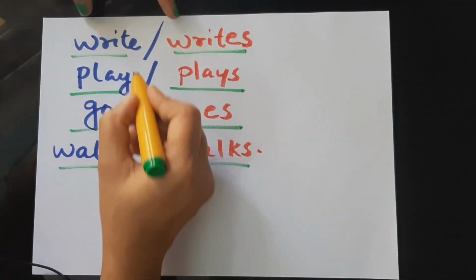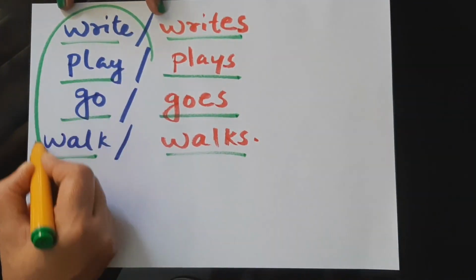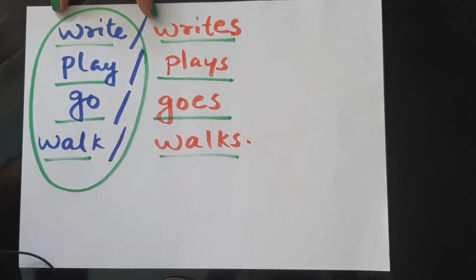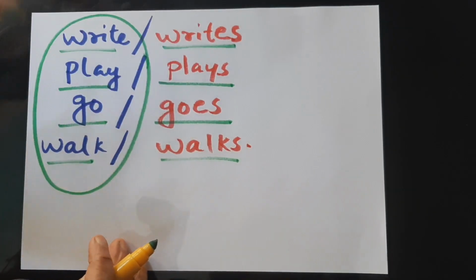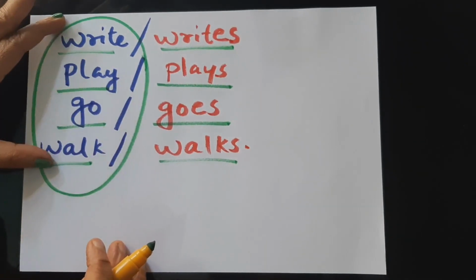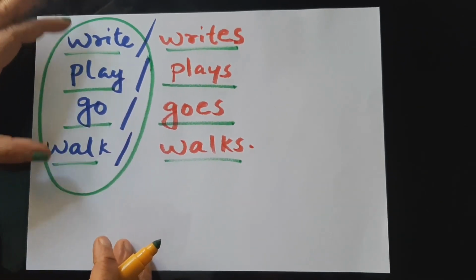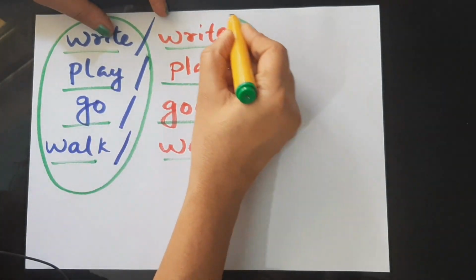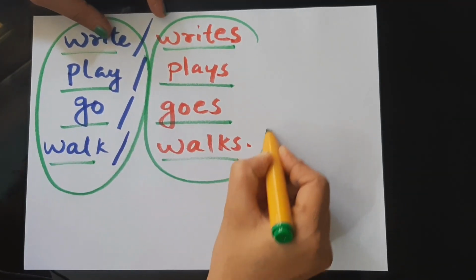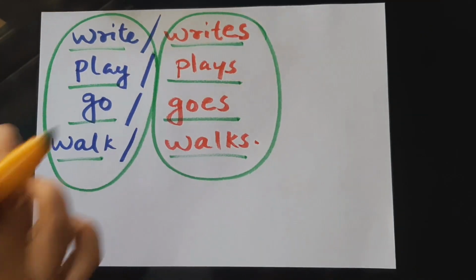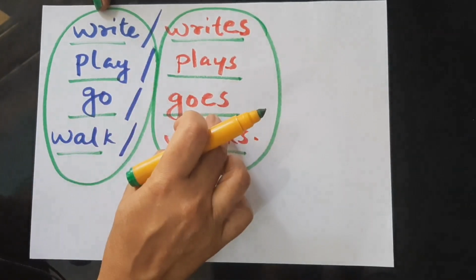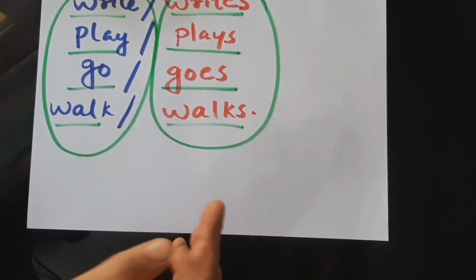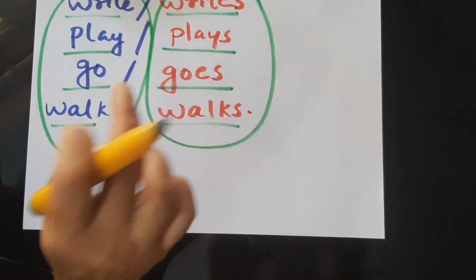See, this category, the verb is in its present form. This is also in its present form. But what's the difference? Here, the verbs are in their plural form. Here, the verbs are in their singular form. Okay, plural form, singular form. But both are simple present. You now understood why these two forms are there.